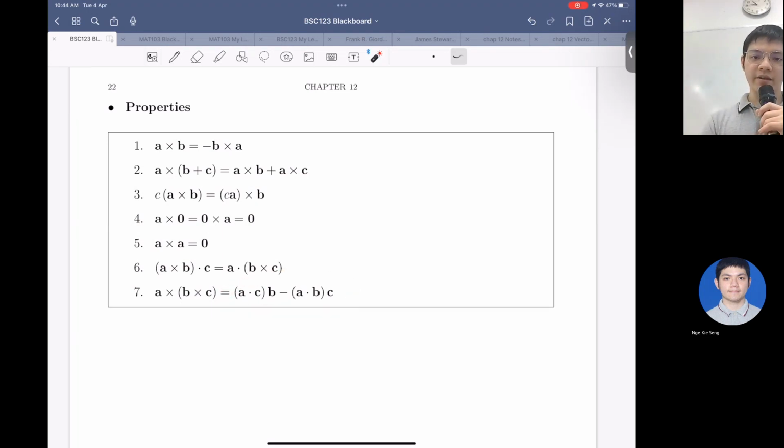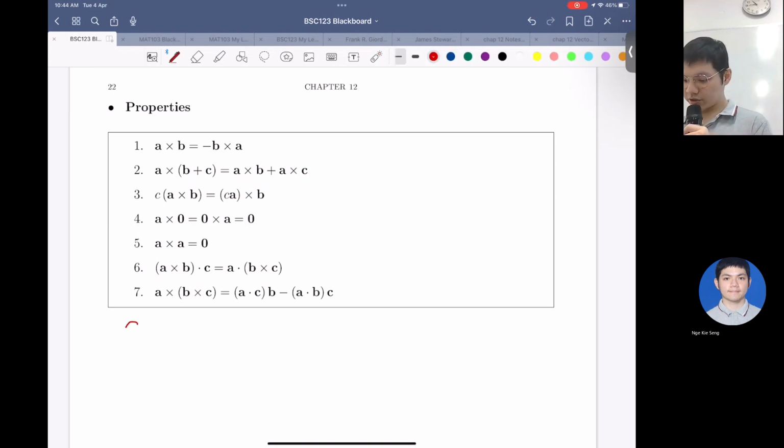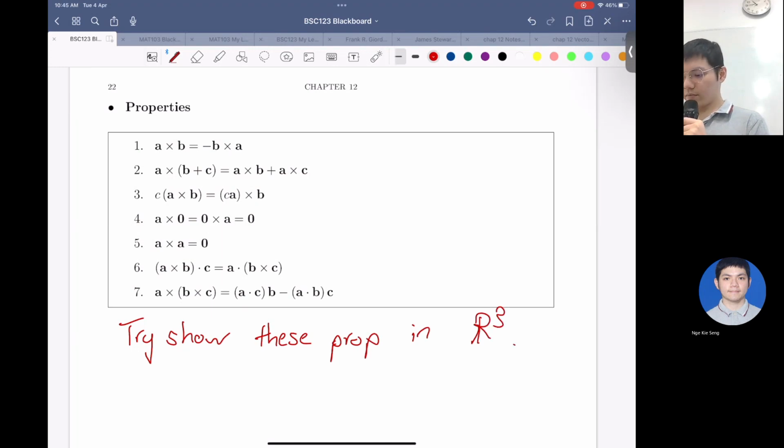Yeah. You can show it algebraically if you want. Try to show this property in R3. Okay.